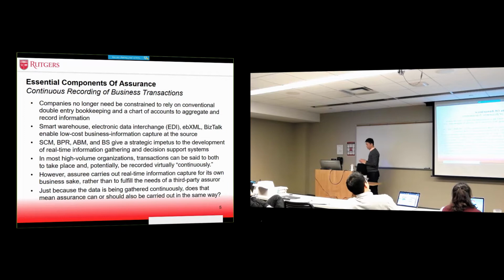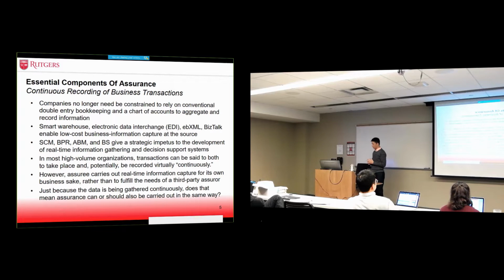The first essential component of the assurance is a continuous recording of the business transactions. The paper gives a reason why companies do not need to be constrained to the traditional methods of bookkeeping, double entry rules, and other mostly paper-based activities. Instead, they could use smart warehouses, electronic data interchange, EDI, XML, and more advanced real-time information tools like supply chain management, business process reengineering, activity-based management, and the balanced scorecard.